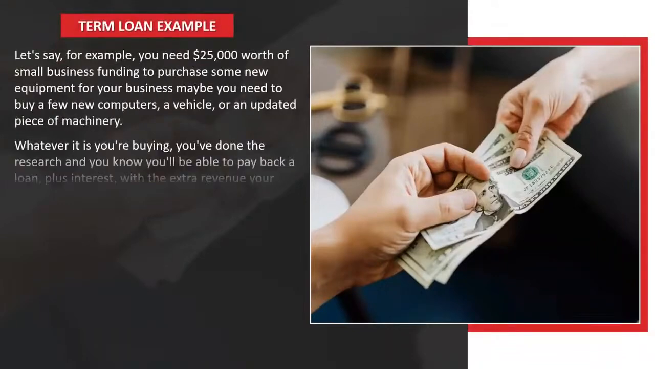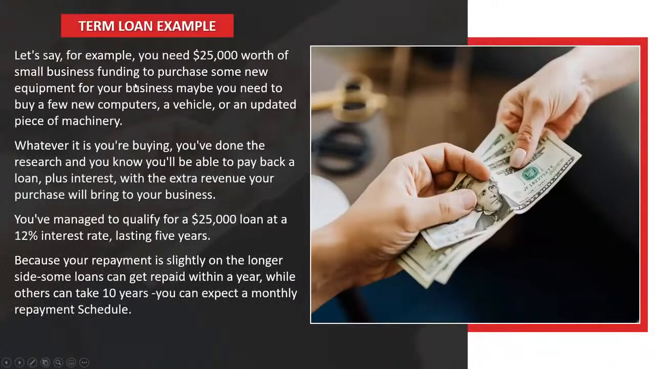Let me give you an example. Let's say you want to purchase $25,000 worth of equipment. You go to your bank and they say, look, you qualify for this $25,000 loan at a 12% interest rate, lasting 5 years, or 60 payments. They look at what you qualify for, and once that's set up, your monthly payment is generated.